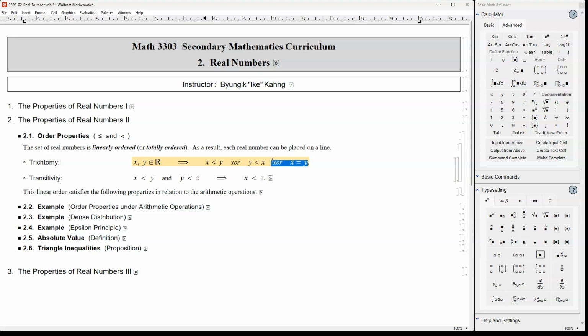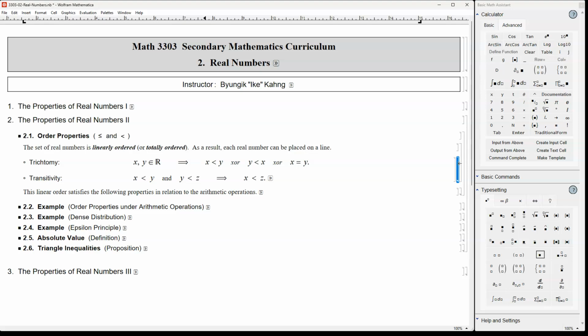But throw the last one away and look at the first two, then you can see that x is less than y and y is less than x cannot happen at the same time, so it covers asymmetry. And also comparability: any pair of real numbers can be compared. One is less than the other, or vice versa, or equal. And then, of course, trichotomy. Put together these two properties, we get the linear order and the linearly ordered set.